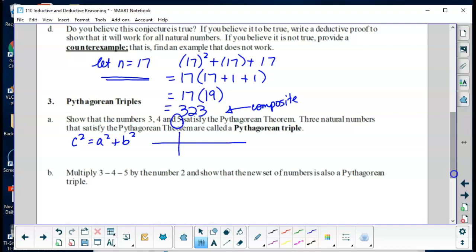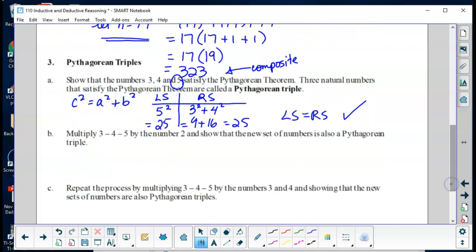So I like to do proofs like this, left side and right side. On the left side, I'm going to put the biggest number, and I've got to square it. On the right side, I put the smaller numbers, the sum of the squares. So left side equals right side. It's a Pythagorean triple.